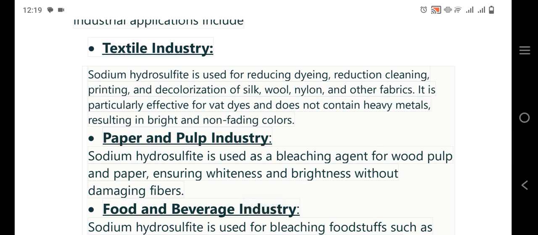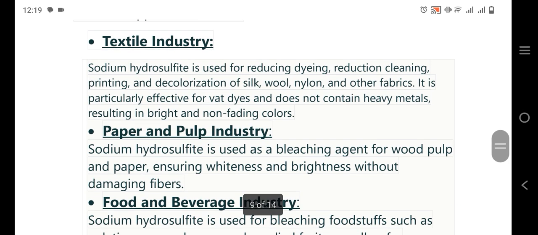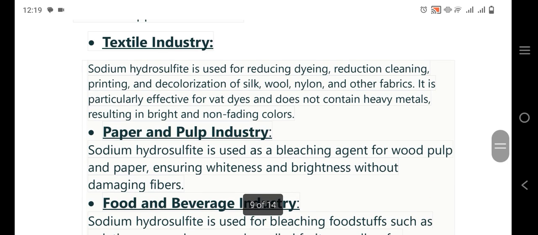Sodium hydrosulfite is used for reducing dyeing, reduction cleaning, printing, and decolorization for silk, wool, nylon, and other fabrics. It is used as a bleaching agent for textiles. It can remove color impurities and whiten fabrics without damaging them. It is particularly effective for warp dyes and does not contain heavy metals, resulting in bright and non-fading colors.